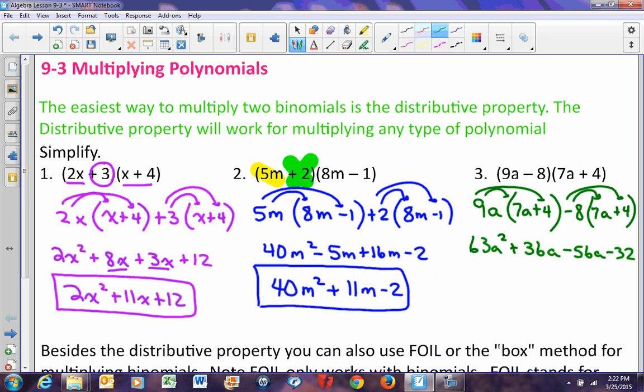Now we're going to simplify again. 63a squared. Negative 36 minus 56 is negative 28. And then minus 32.